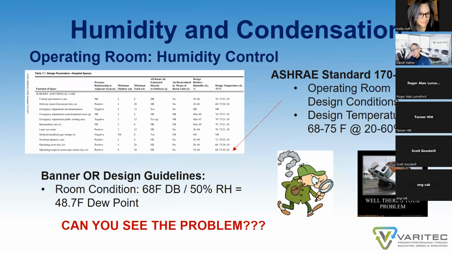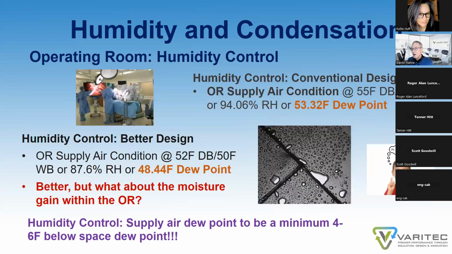Well, what are the most challenging conditions that we see for humidity control? That's in our hospital operating rooms. Operating rooms are being designed to 68 to 75 degrees with relative humidity levels of 20 to 60% depending on the type of surgical procedures. Well, if you design a surgery room to 68 degrees dry bulb, I'm hearing as low as 65, with 50% relative humidity, that's a room dew point of 48.7 degrees. Can you see the problem?